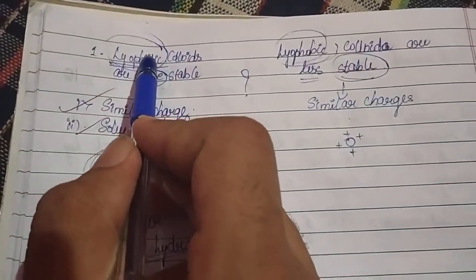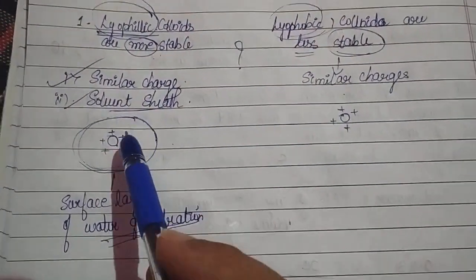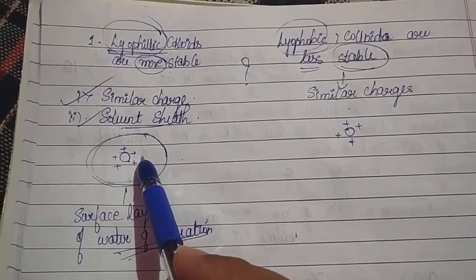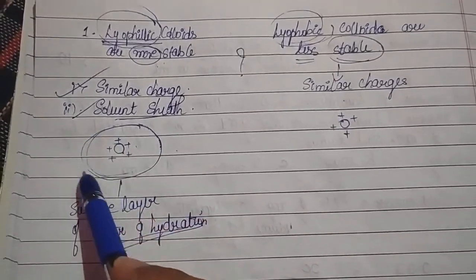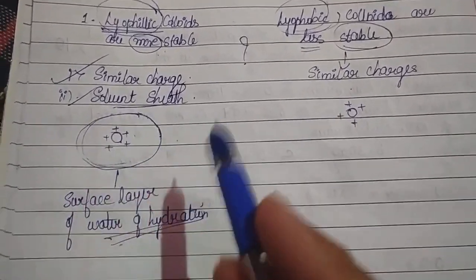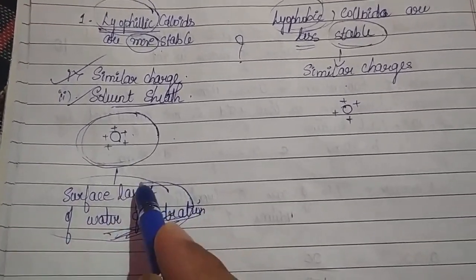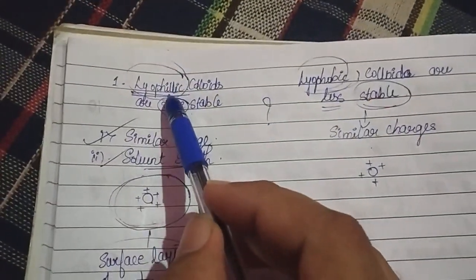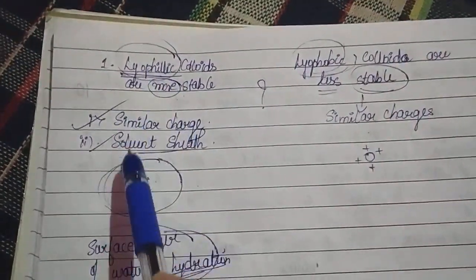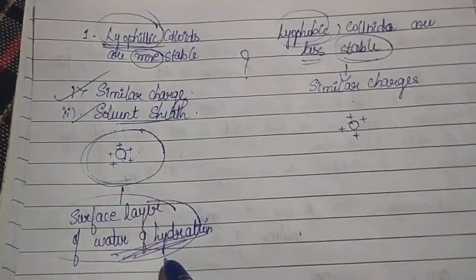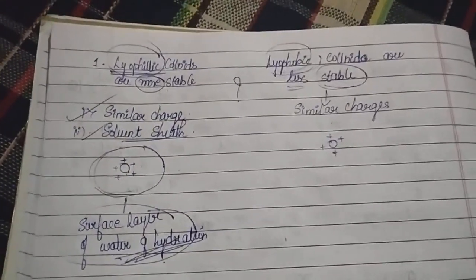But when you look at a lyophilic colloid, of course it has one preferential adsorption of ion. Along with that, it is also covered by a surface layer of water of hydration. Why does this surface layer of water of hydration come? Because of the mutual interaction between the dispersed phase and the dispersion medium particles.